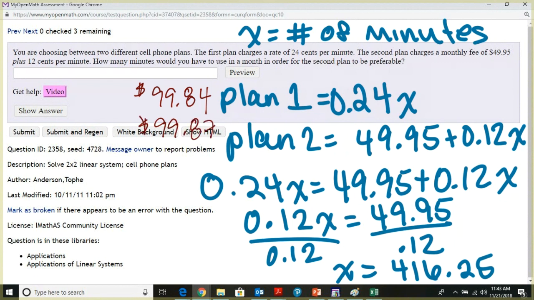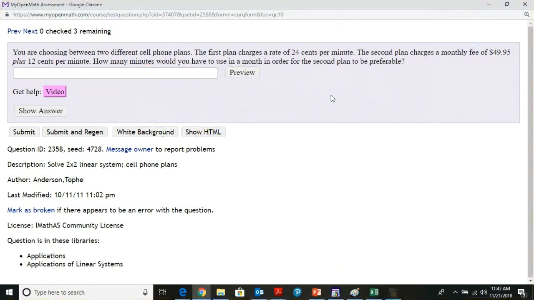Okay, so anything over that, the top one's adding another 24 cents, whereas the bottom one's just adding 12. So your second plan is better when you go over 416 minutes. And that's the question. So how many minutes would you have to use in a month for the second plan to be preferable? And we're going to 416. So we're just going to put in 416.